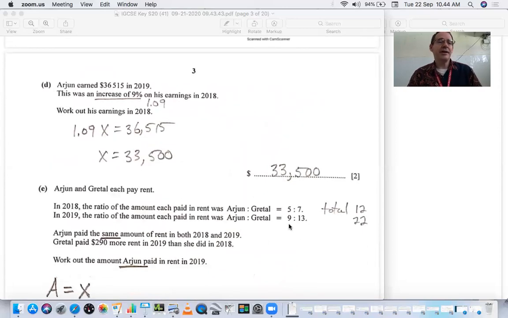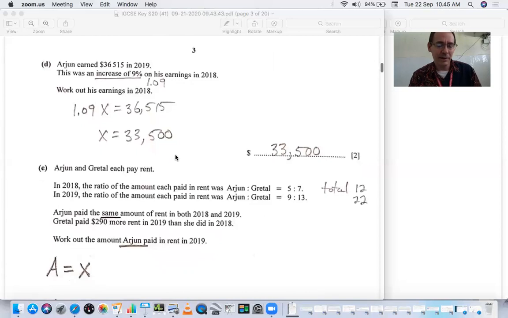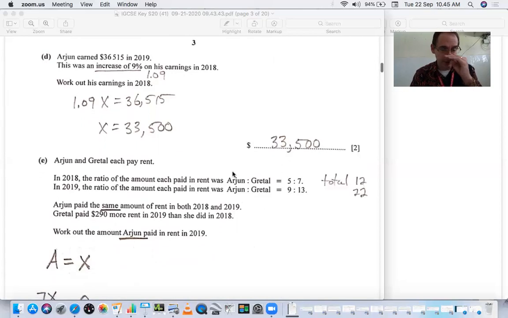Letter D. Arjun earned $36,515 in 2019. This was an increase of 9% of his earnings in 2018. So again, your increase of 9% would be 1.09. Work out his earnings for 2018. So the 1.09 is an increase over last year's earnings, the 2018 earnings, which equals the 36,515 that he got in 2019. Divide by 1.09 and you get 33,500.